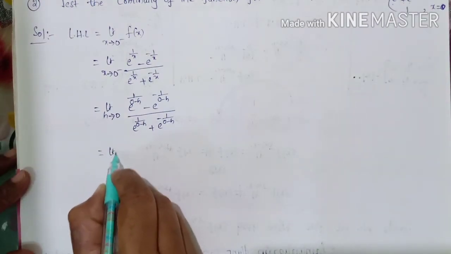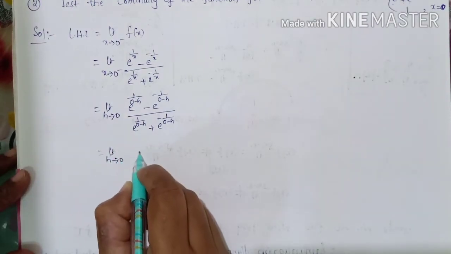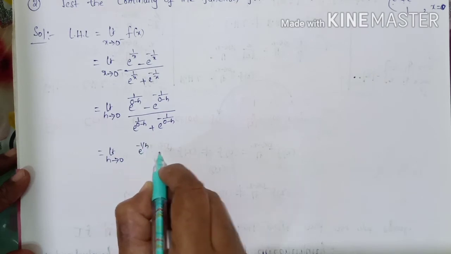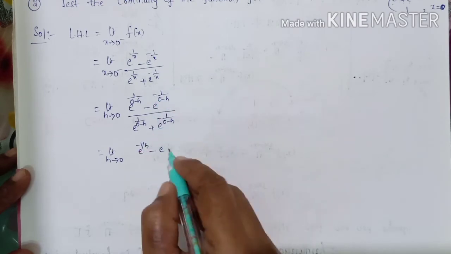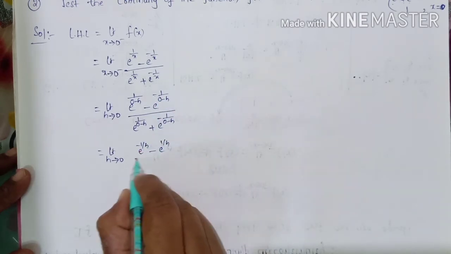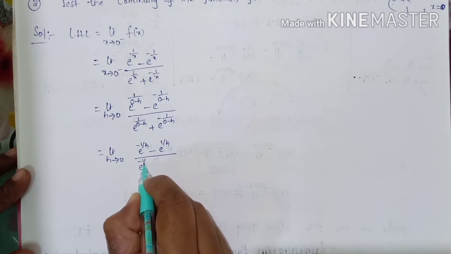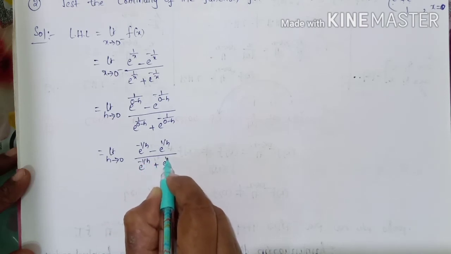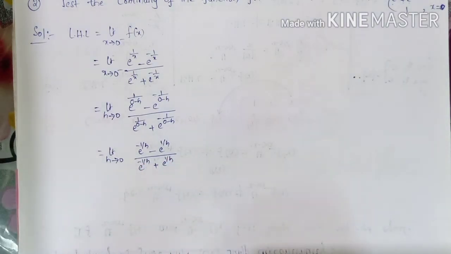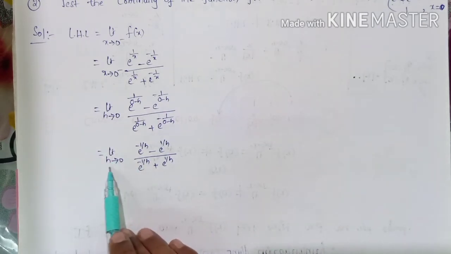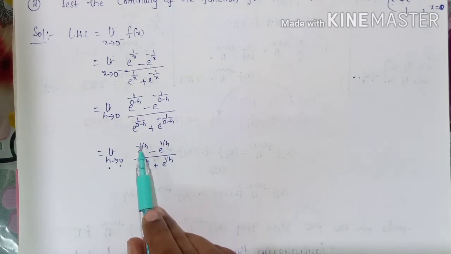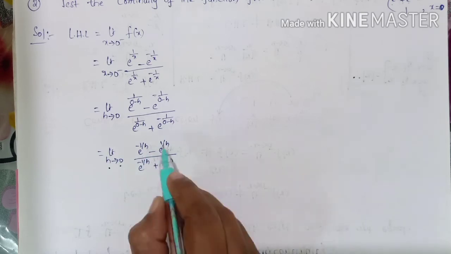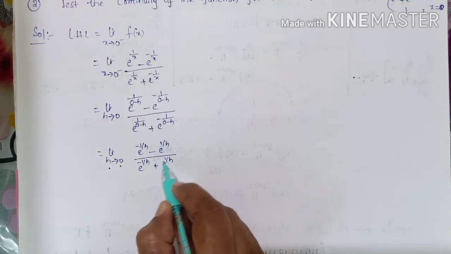Limit h tends to 0. This is (e power minus 1 by h minus e power plus 1 by h) by (e power minus 1 by h plus e power 1 by h). As we have discussed earlier, limit h tends to 0, e power 1 by h gives infinity. E power minus 1 by h gives 0. So now we have to remove e power 1 by h from this problem.